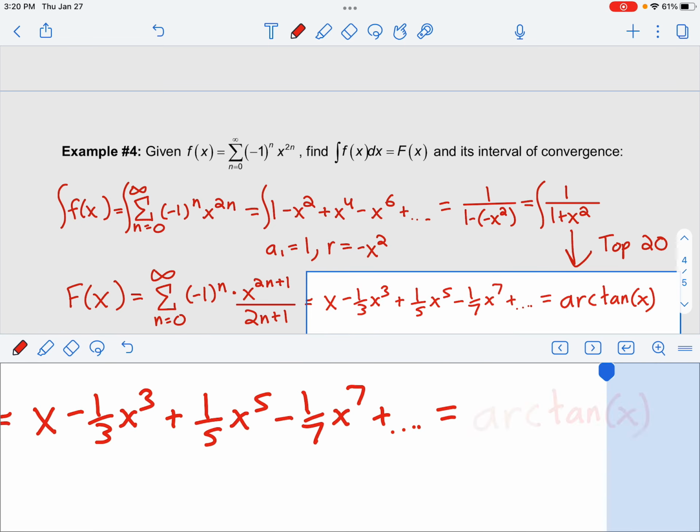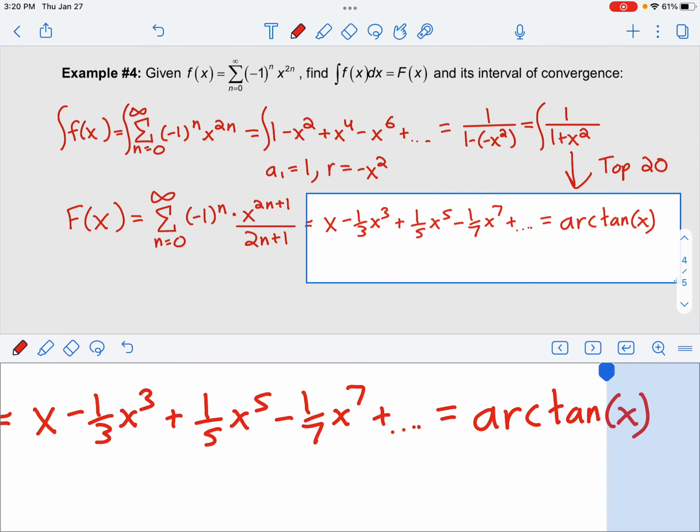Okay, so this is kind of cool. This series is equal to the arctangent of x. That's kind of wild. X minus 1/3 x cubed plus 1/5 x to the 5th minus 1/7 x to the 7th, et cetera, is actually going to give you arctangent of x.